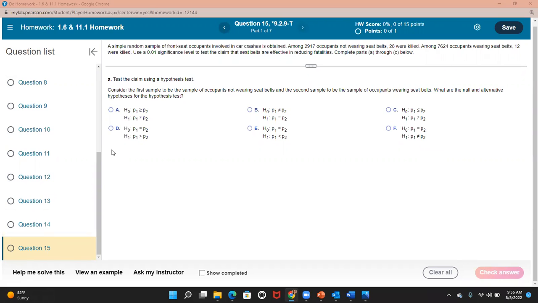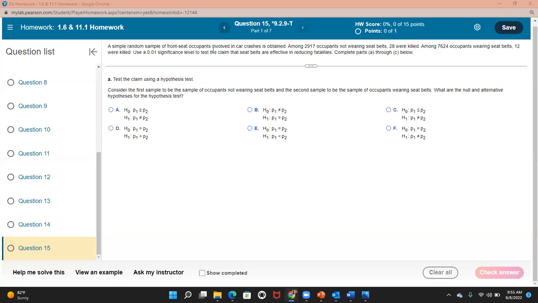1.6 was introducing the different vocabulary from experiments, and then 11.1 is where we're actually going to be trying to do hypothesis testing involving the proportions, so two different proportions. Let's take a look at number 15. Also, this has a little asterisk here, which means it's from another textbook. That usually gives me a clue that they could possibly use slightly different vocabulary, which can make it extra tricky.